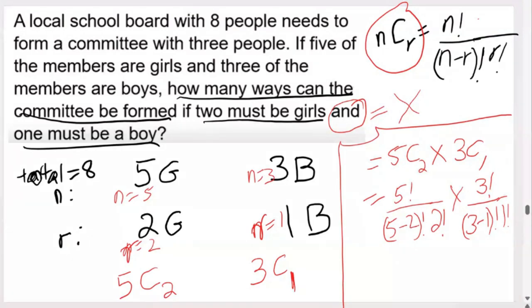So here it is just simply a simplification. So you're going to have 5 factorial divided by 3 factorial, 2 factorial, multiplied by 3 factorial divided by 2 factorial, 1 factorial. Yeah. So after you have done that, you just simplify.